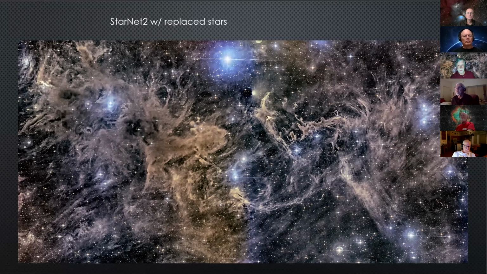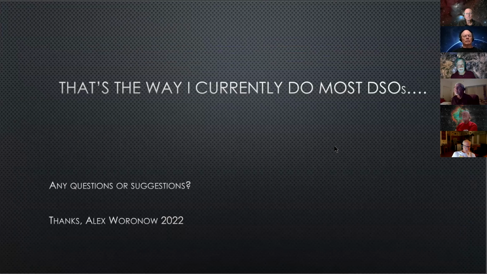Here's an image. This is one of my latest images, and you may have seen it already. This is one that I processed by removing the stars, boosting the image considerably, the deep sky object, which is in this case a dark nebula and bright nebula mix, and then putting the stars back in. Using my script, by and large, it's hard to tell that the stars were replaced in the image. So that's what I currently do with DSOs when I can. I hope some of that made sense, and I'd be happy to answer some questions.